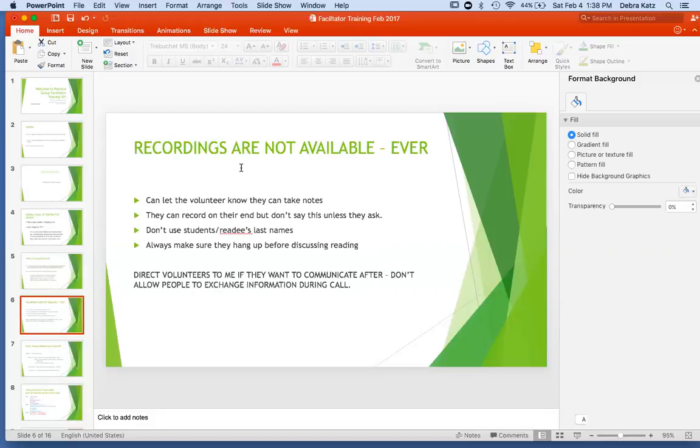The other thing to keep in mind is that recordings are not available to anybody, to volunteers. Usually that's who would want them, but these calls, I really think of them almost as a therapy group. I mean, we're not doing therapy, but we're going along the lines of the ethics that would go into a therapy group. And part of the practice group, as you'll see when I go through the structure, is having a discussion at the end.